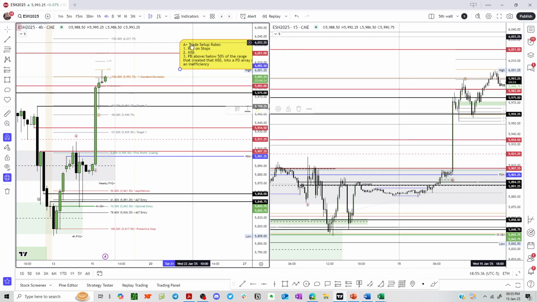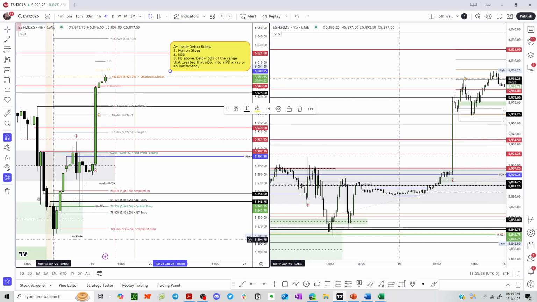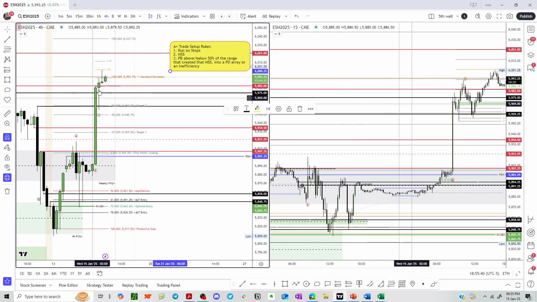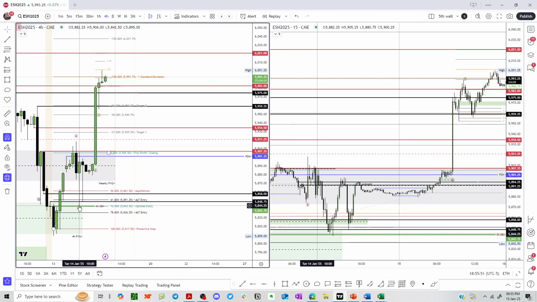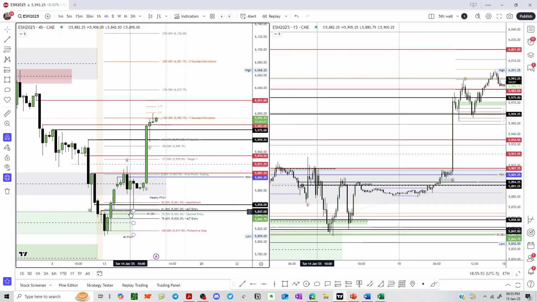It doesn't include the rules for stop loss placement or protective stop placement, as well as targeting. It doesn't include that. But this is the back of the business card, A plus trade setup for me. This is what I look for. And we have that here. But this entry was on Tuesday.